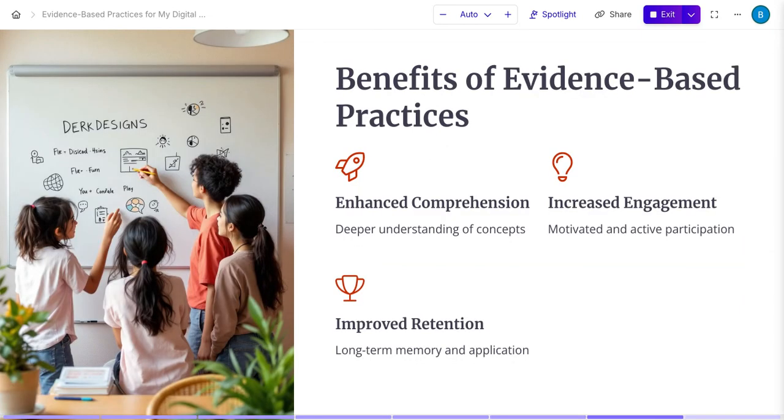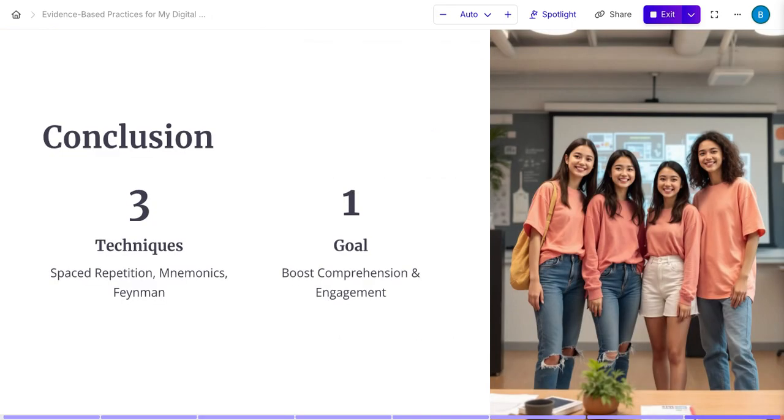So I think these techniques are really helping my students have more enhanced comprehension, increased engagement, and improved learning retention. So I hope I'll keep exploring more evidence-based techniques to help my students learn.